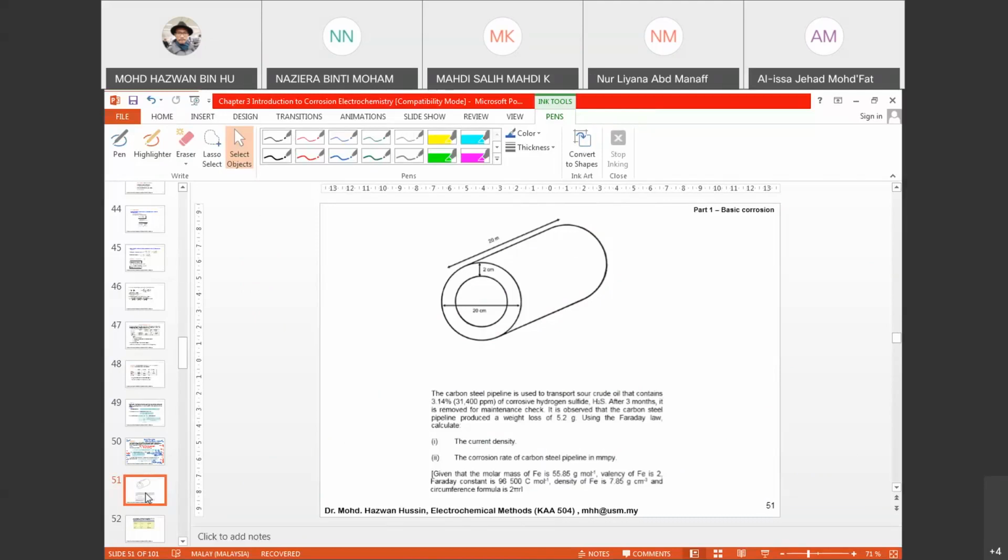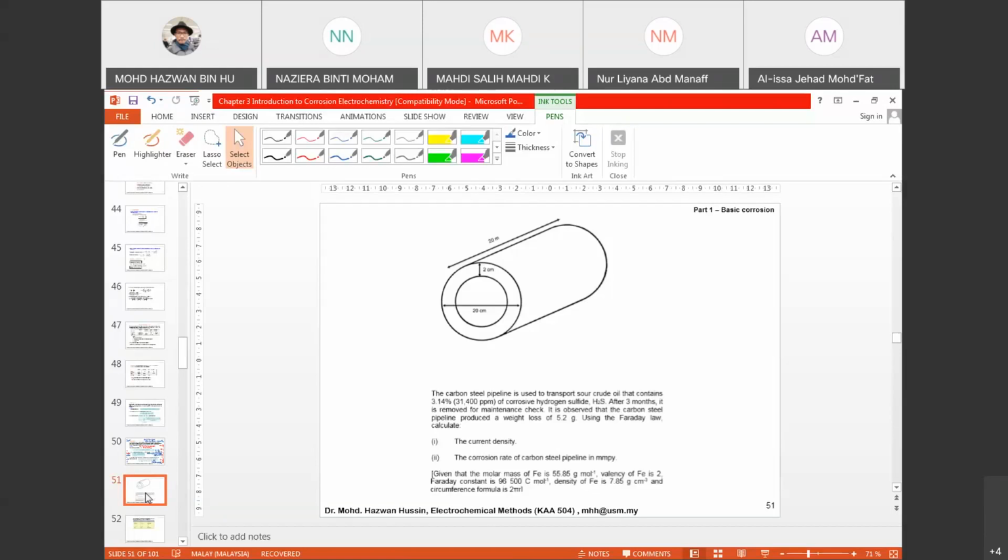A carbon steel pipeline is used to transport sour crude oil that contains 3.14%, which is equal to 31,400 ppm of corrosive hydrogen sulfide, H2S. After 3 months, it is removed for maintenance check. It is observed that the carbon steel pipeline produced a weight loss of 5.2 grams. Using Faraday's law, calculate first one, current density, second one, the corrosion rate of carbon steel pipeline in MMPY.